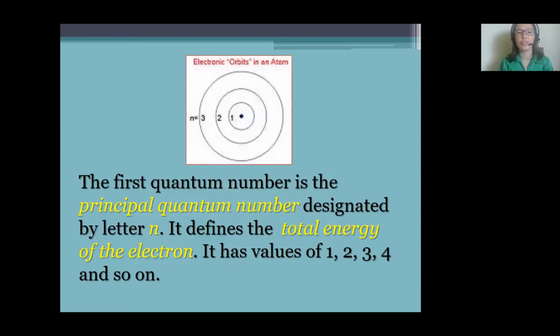So first is the principal quantum number, and this is designated by letter n. So what is this principal quantum number? It defines the total energy of the electron. It has values of 1, 2, 3, 4, and so on. So this is the first energy level, second energy level, third energy level, fourth energy level, and so on.